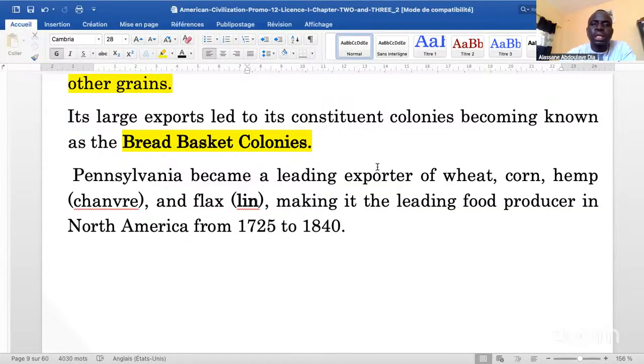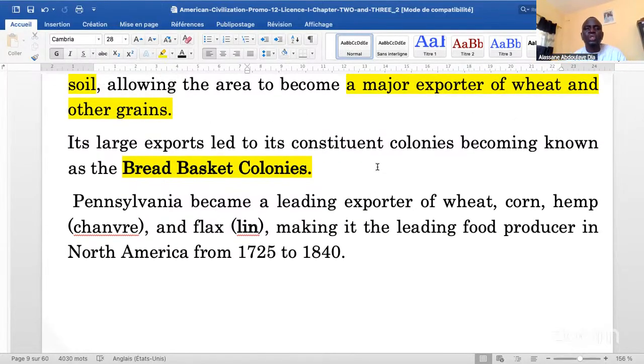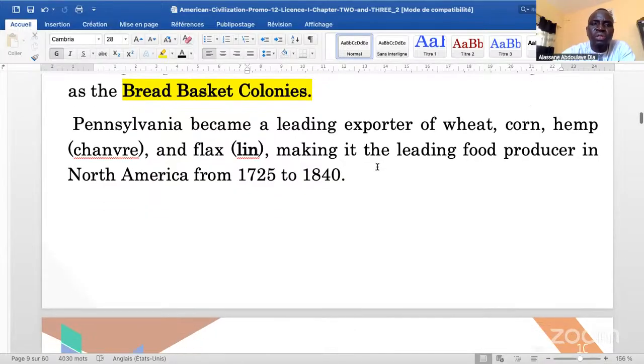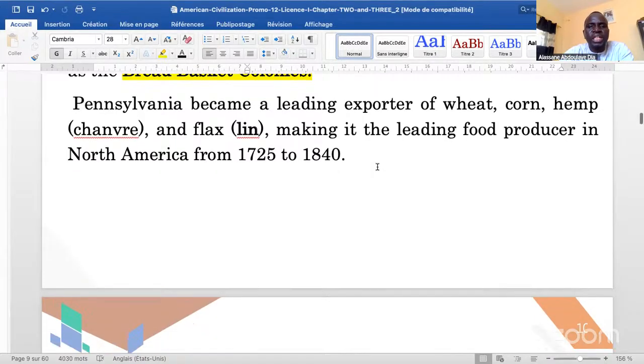So in the history of America, the middle colonies were called the breadbasket colonies. It's because a lot of things came from the middle colonies. They were good exporters of wheat and other grains. So Pennsylvania became the leading exporter of wheat, corn, hemp. Hemp means chanvre, and flax, c'est le lin. So Pennsylvania was a big producer of wheat, corn, hemp, chanvre, and flax. So this made it the leading food producer in North America from 1725 to the 1840s.